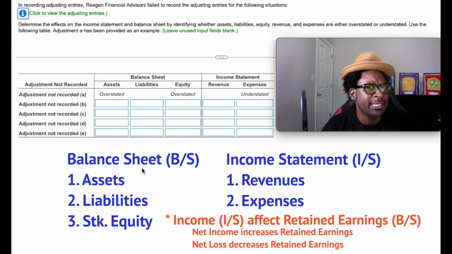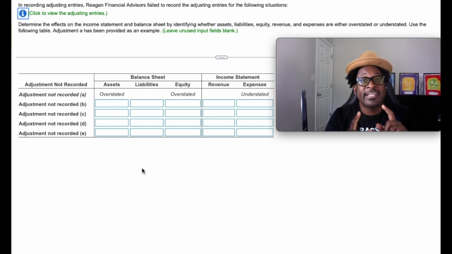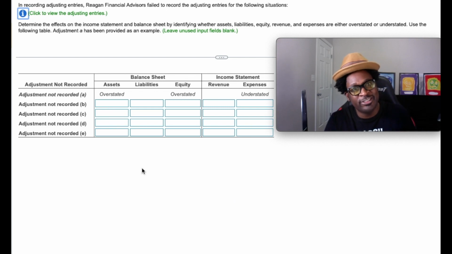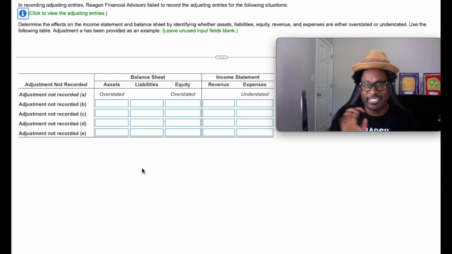So what am I saying? Whatever's affected on the income statement will affect retained earnings as well. And that's how the income statement and the balance sheet are connected, through the retained earnings account, gang. Let's look at these problems.